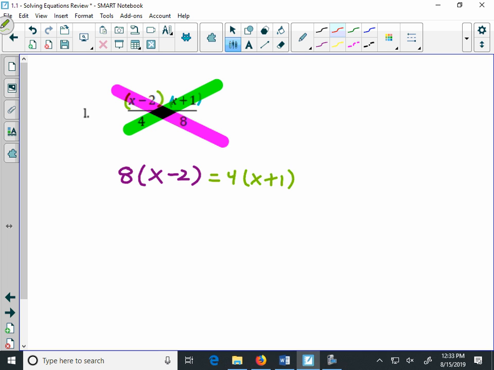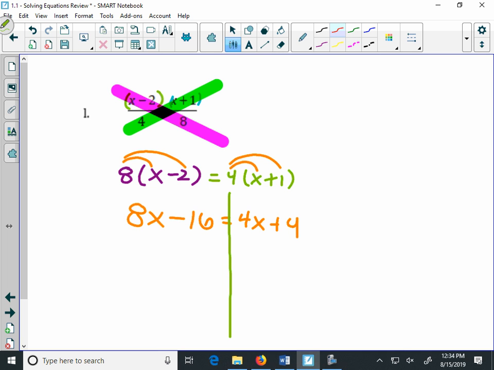So what do we have to do with the 8? Distribute it. So we get 8x minus 16 when we distribute that 8. Do the same exact thing with the 4. Distribute it. When we distribute the 4, what do we get? 4x plus 4. And now we have to solve that equation. And yes, x is on both sides. So to your line, which x do we want to move? The 4x.